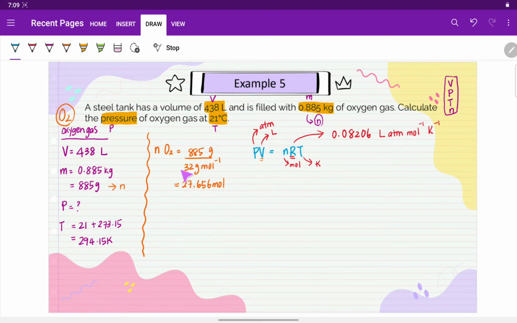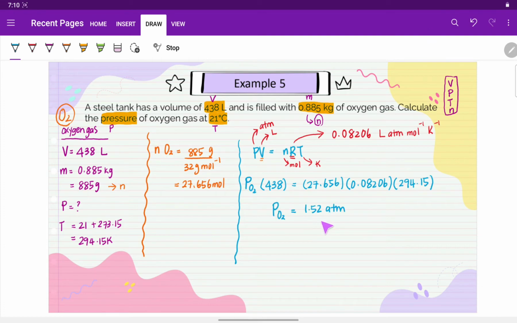Okay, so once we already have the number of mole, maksudnya kita dah ada semua maklumat yang diperlukan. Jadi awak boleh terus gantikan ke dalam kita punya equation dekat sini. Again, make sure substitutekan dengan unit yang betul. Volume tadi mesti dalam liter. Number of mole, bukannya mass, number of mole. Kemudian the correct gas constant dan juga temperature in Kelvin. And you will get your answer as 1.52 atm.